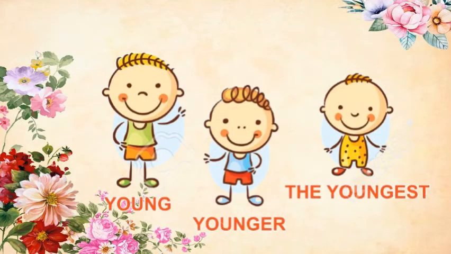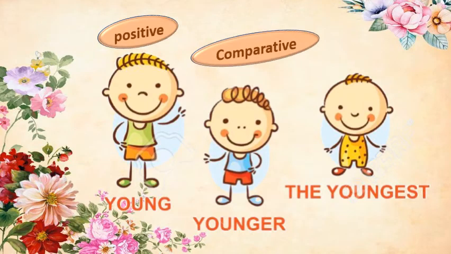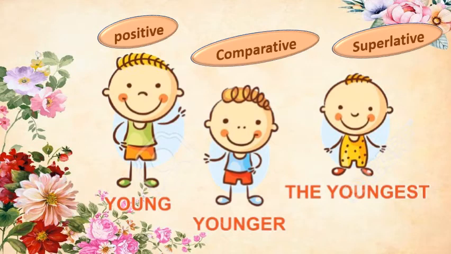Now again 3 pictures are there and it is written young, younger, the youngest. Yes, again we will give the titles of degrees. Yes, this is positive, young. Younger, comparison is there, so it is a comparative degree, and the youngest, it is superlative degree.